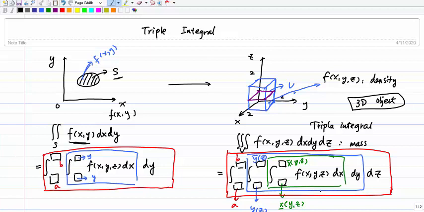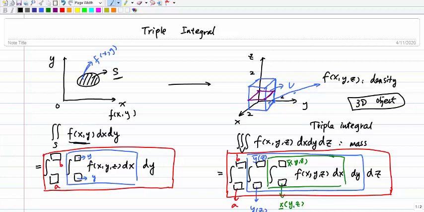Similar to the double integral, as long as we figure out the lower bound and upper bound of all the integrations, we can calculate the triple integral fairly straightforwardly. Of course, this can be complex because we could have very complex functions here.